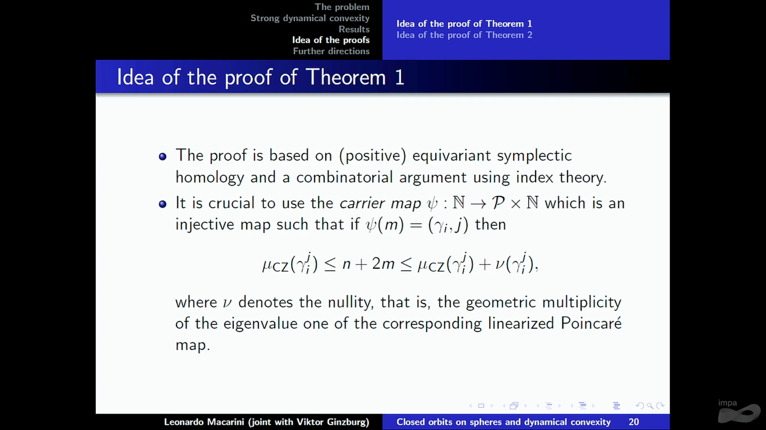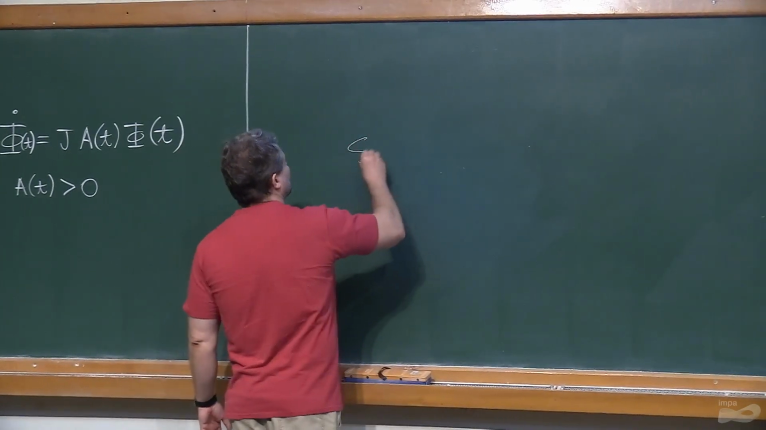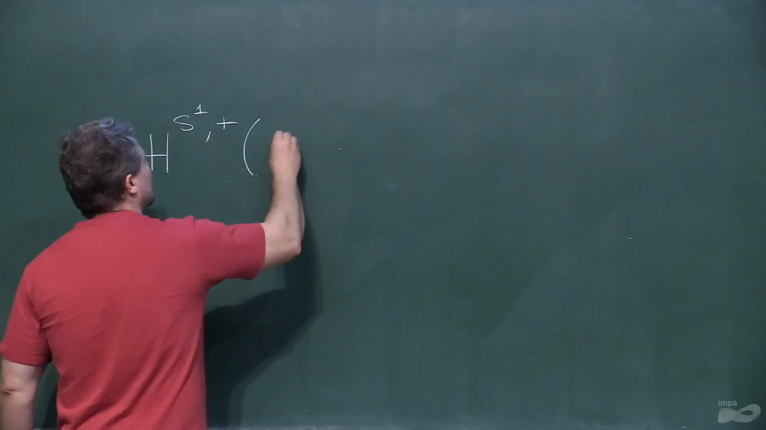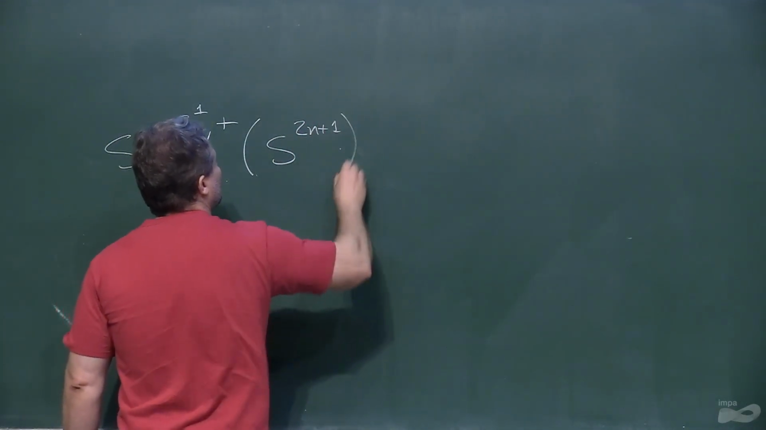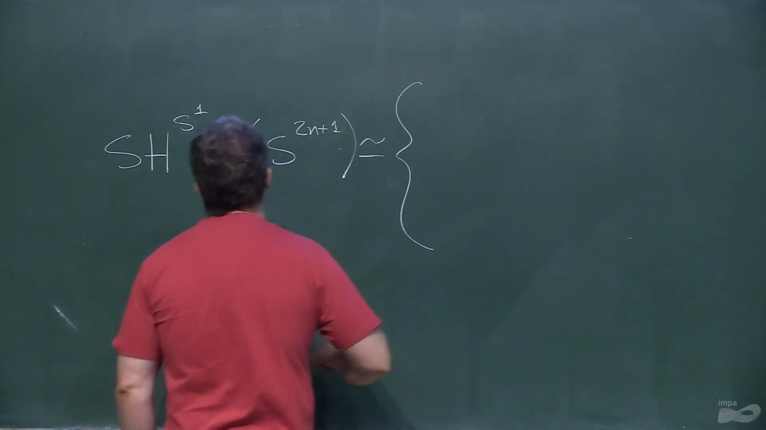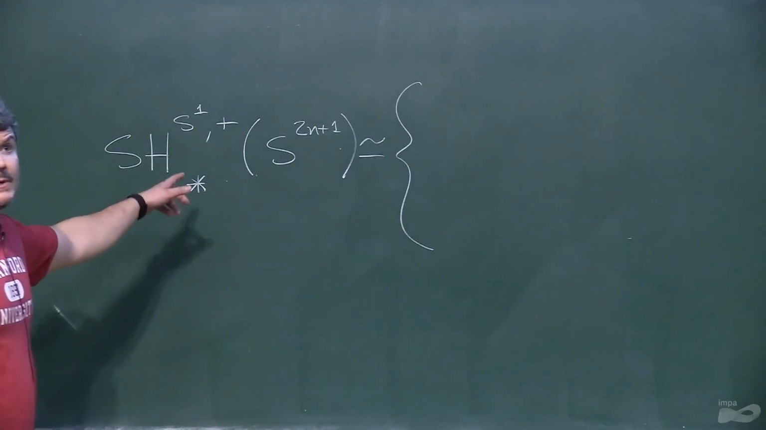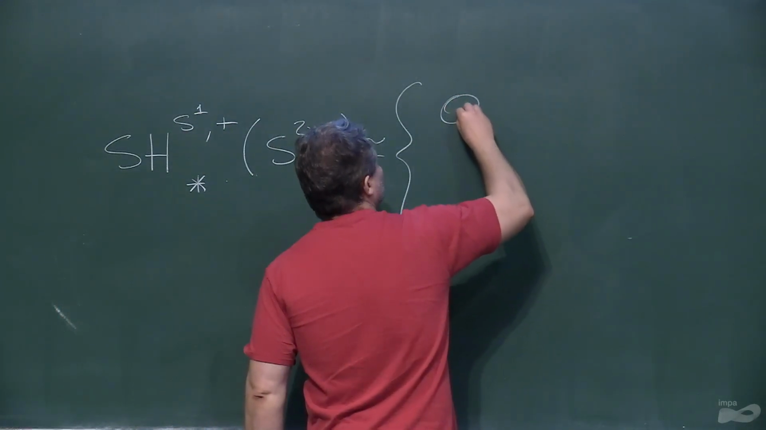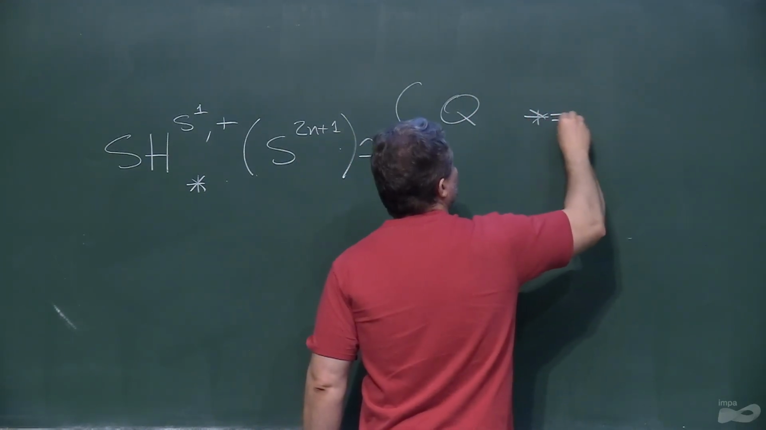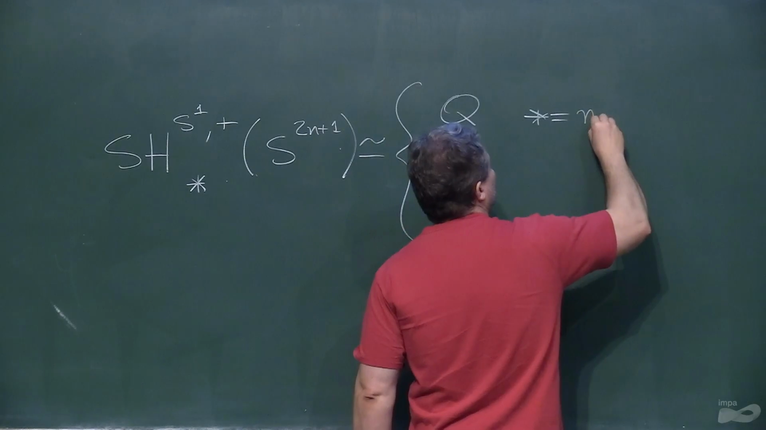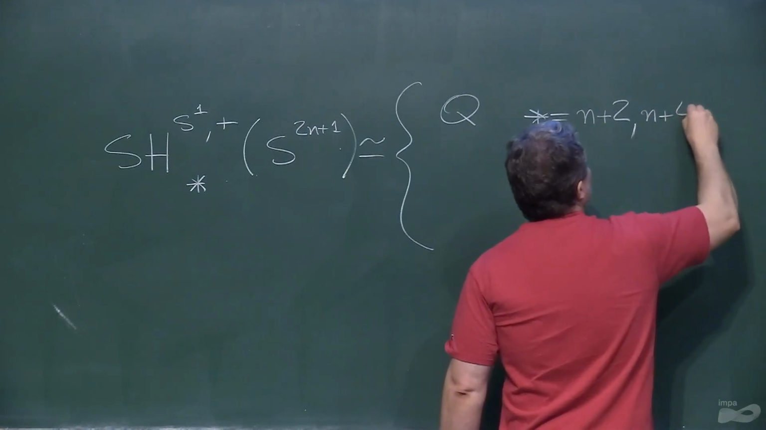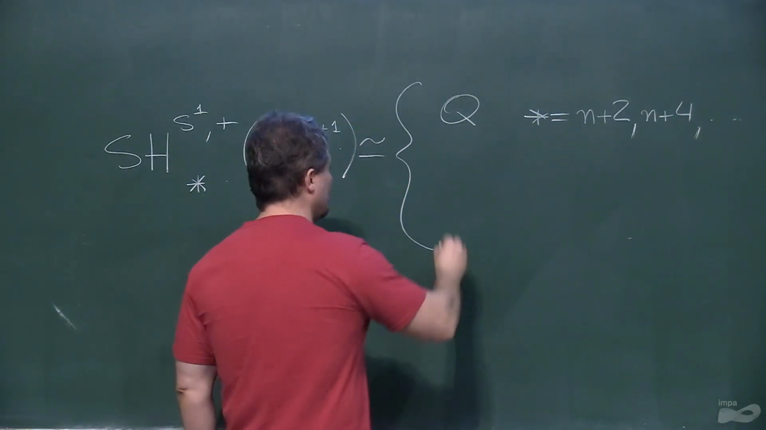the positive equivariant symplectic homology of the sphere of dimension 2n+1, let me denote it in this way, is isomorphic to, here I'm using the degree given by the columns and the index, I'm taking rational coefficients here, so it's isomorphic to Q when the degree is n+2, n+4, and so on, and 0 otherwise.